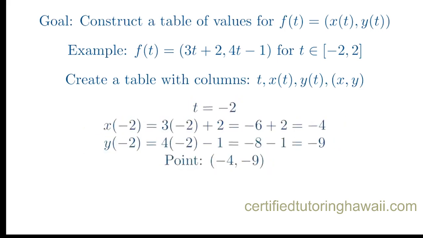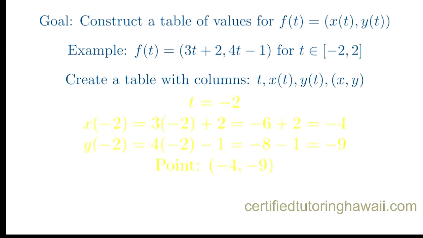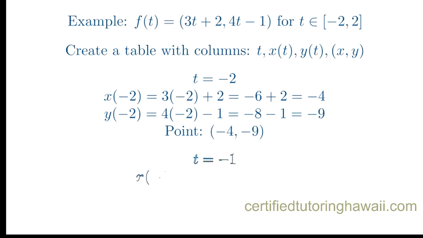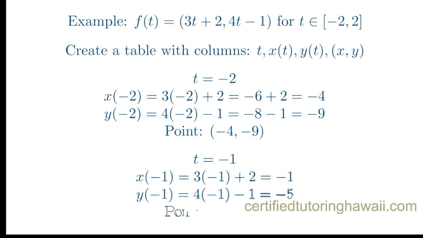First, for x, we get 3 times -2 plus 2, which is -4. For y, we get 4 times -2 minus 1, which is -9. So, when t is -2, our point is (-4, -9). Now let's try t equals -1. X of -1 is 3 times -1 plus 2, which is -1. Y of -1 is 4 times -1 minus 1, which is -5. This gives us the point (-1, -5).